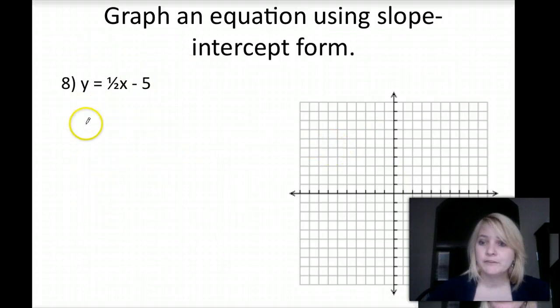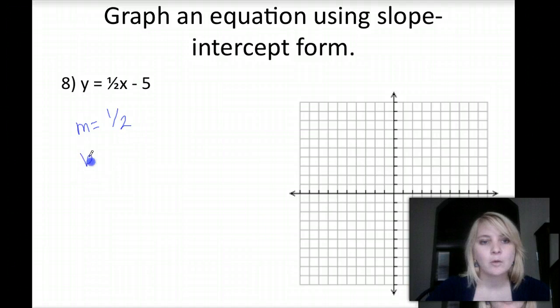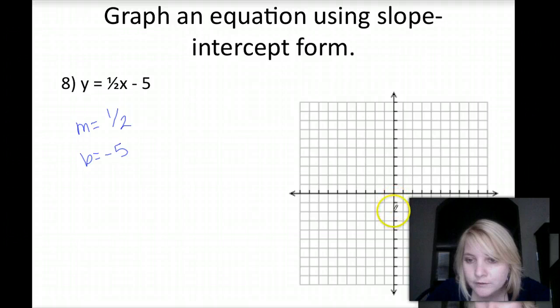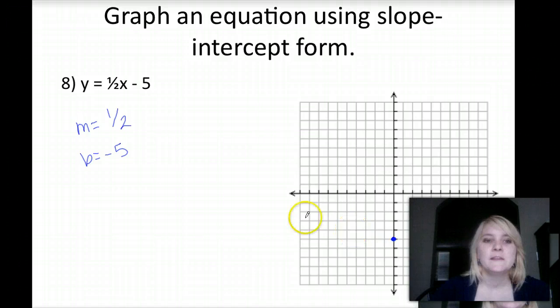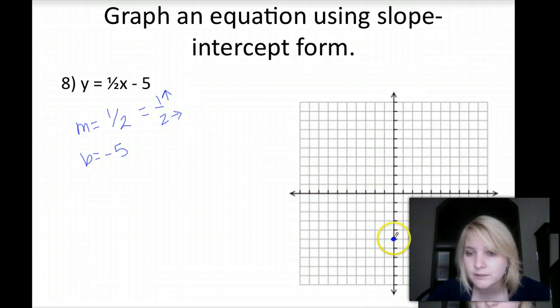All right, the next equation, it's already in y equals mx plus b form. Our slope here, once again, the coefficient of x, is 1/2. Our y-intercept is negative 5. So we cross the y-axis at 1, 2, 3, 4, 5. And then our slope of 1/2, so this is positive 1, we're going to go up 1, positive 2, we're going to go to the right 2 units. So up 1, right 2. You can continue to go up 1, right 2, up 1, right 2.